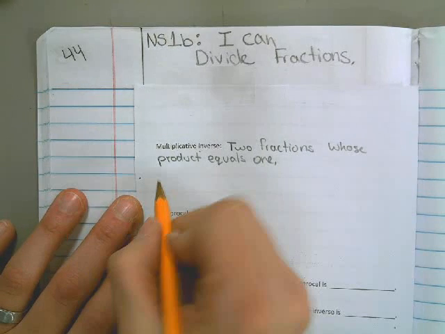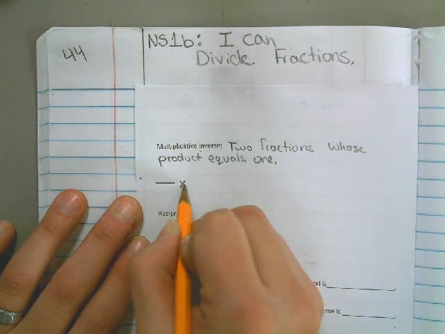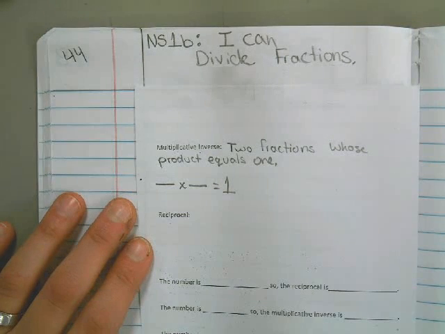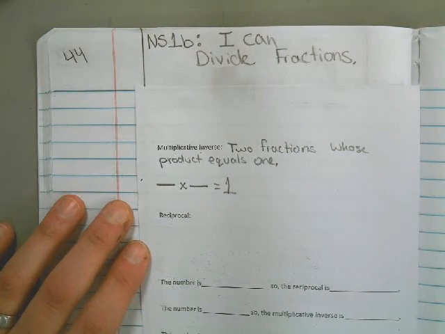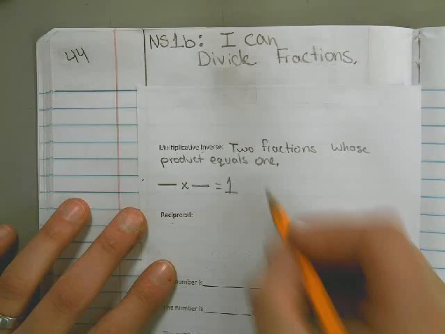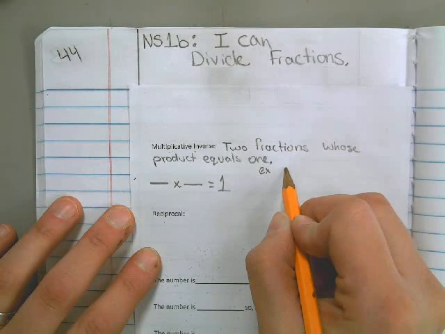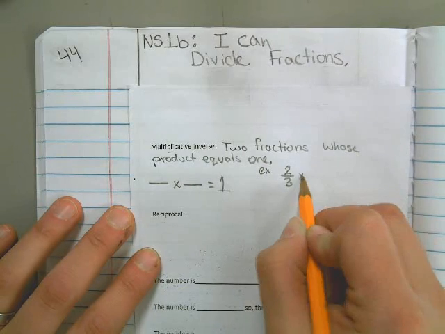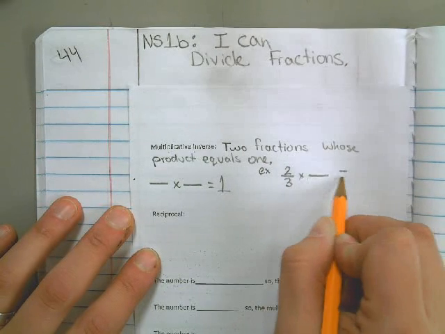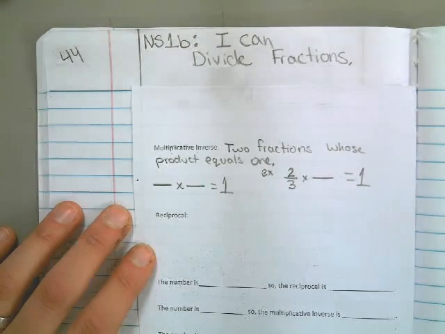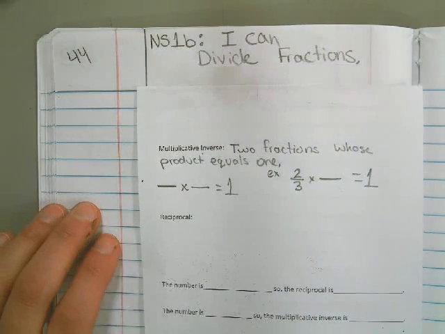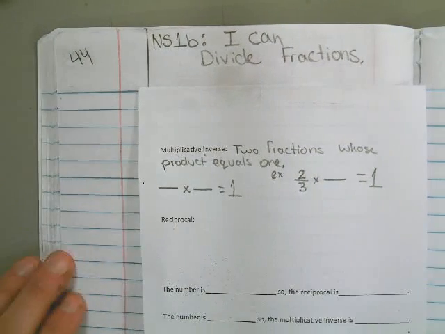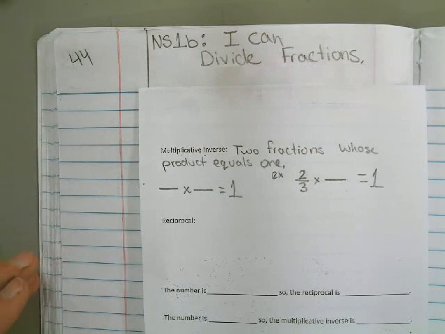So for example, a fraction times a fraction equals 1. Okay. So for an example, if we had 2/3 times some other fraction, it would equal 1. Can anybody think about and tell me what that fraction would be? So 2/3 times some fraction equals 1. So if you think you have it, raise your hand and give me your best guess.